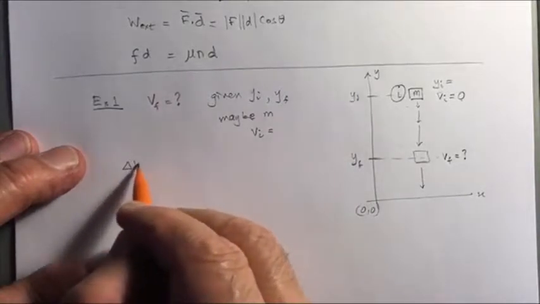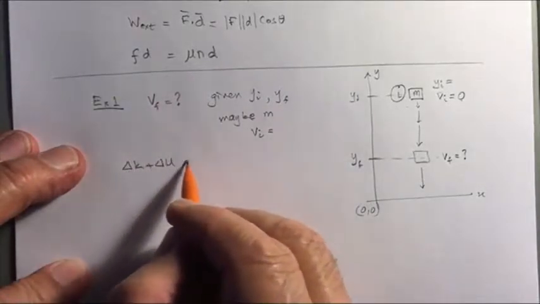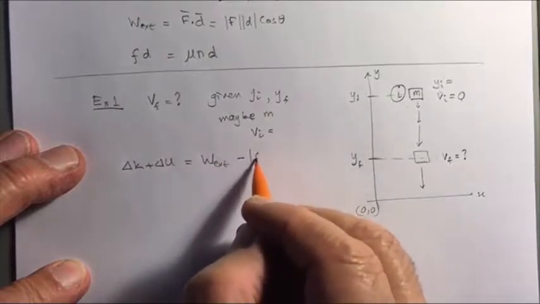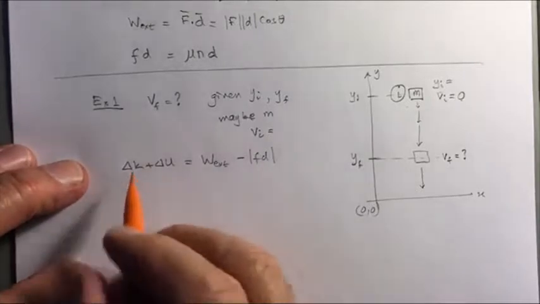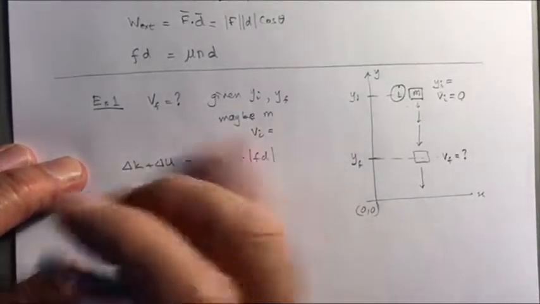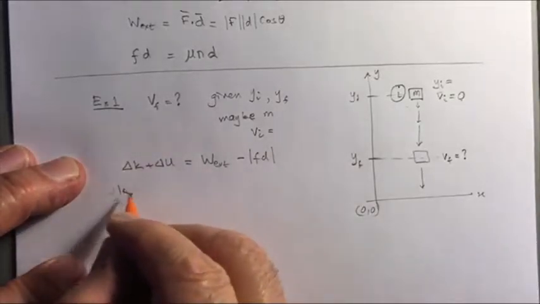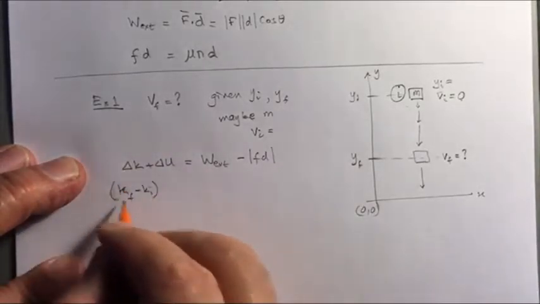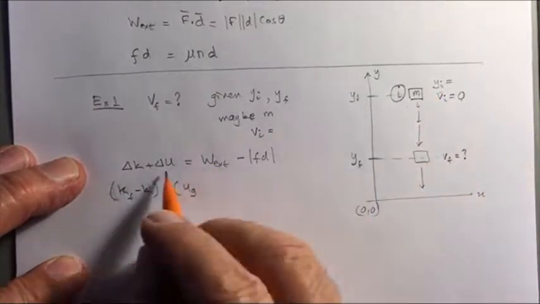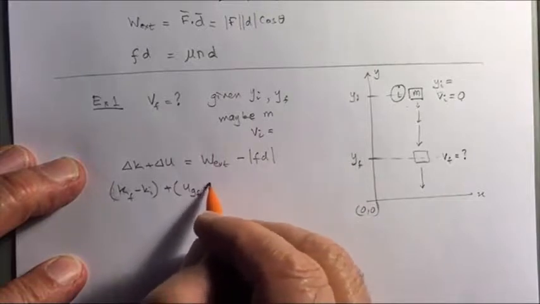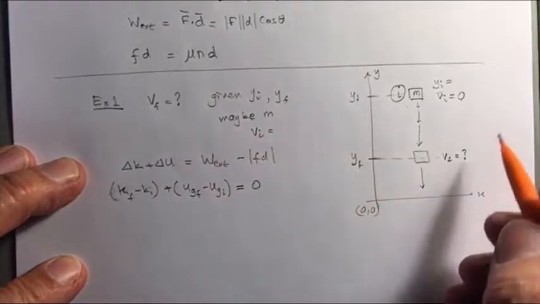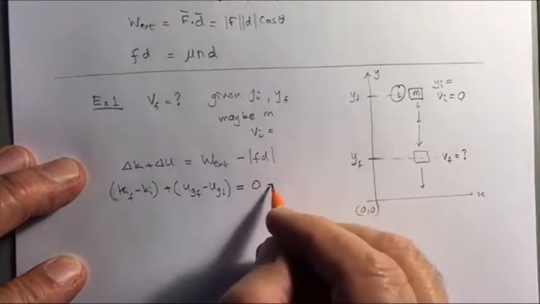And then we write delta K plus delta U equals external work minus FD. The delta K will be half, oh, let's write it in detail first. So K final minus K initial plus U, in the K, the only potential energy here is gravitational, minus UG initial. There's no external work and there's no friction.